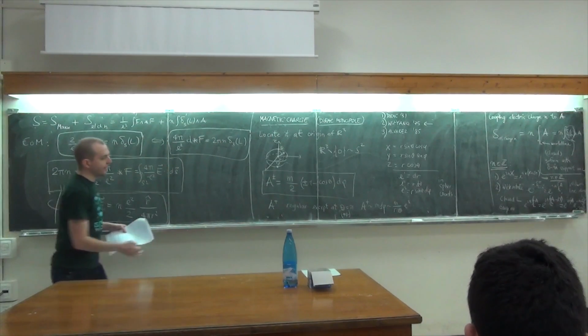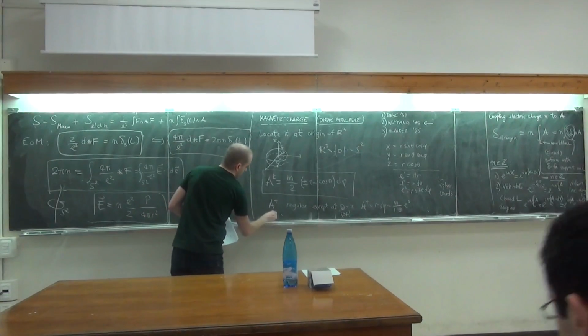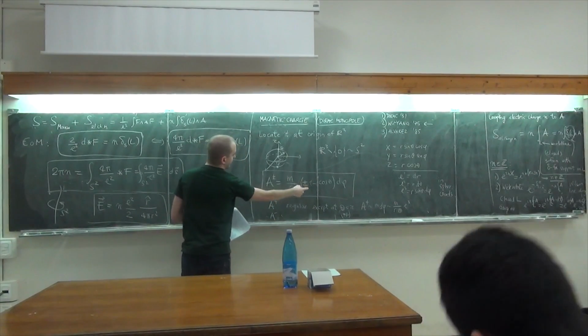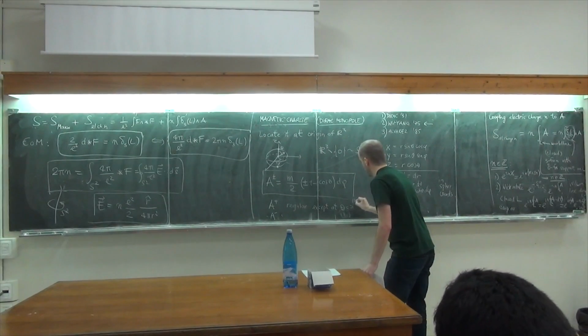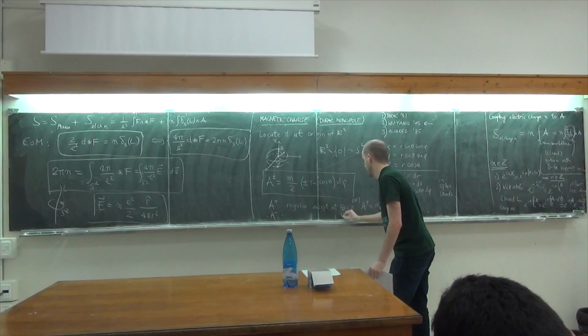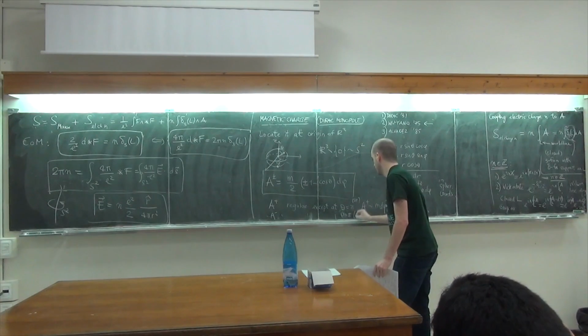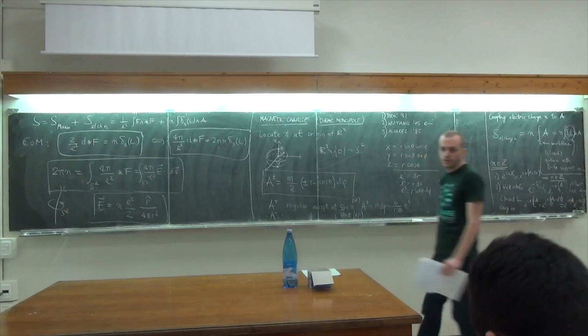And similarly, A minus, where I used the other sign here, is regular everywhere except at theta equal pi, the north pole, for the same reason.